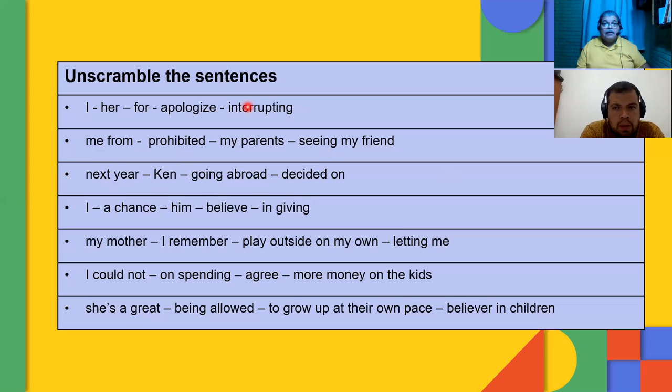Acá lo que yo he puesto son unas oraciones, pero no están en orden. La idea es ordenarlas. Recordando, aquí tenemos en todas una preposición: for, from, on, in. Entonces, ¿cómo crees que quedaría esta? I am. Pero todo está ahí o tengo que agregarle el verbo to be? No, todo está aquí.